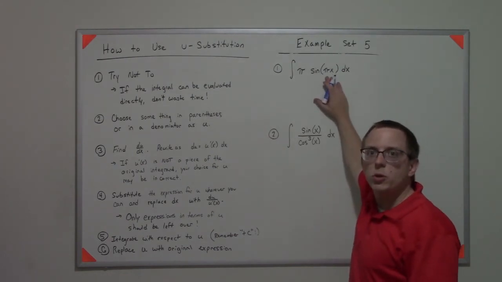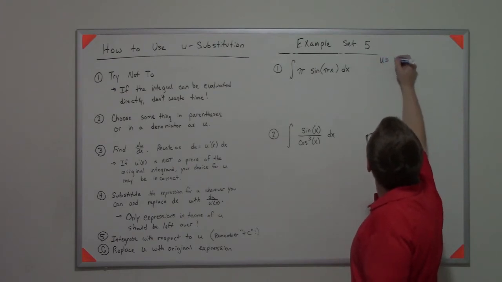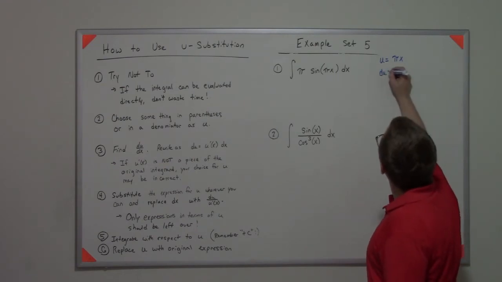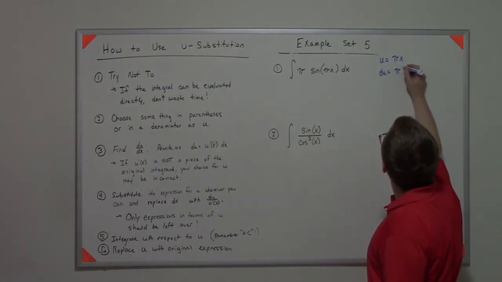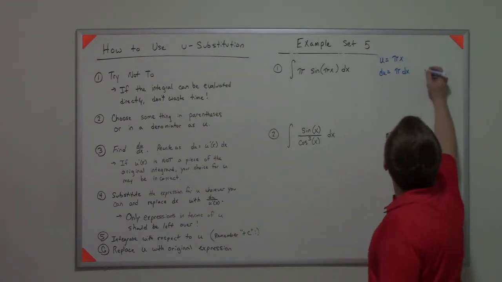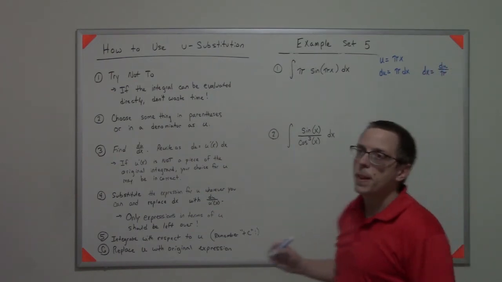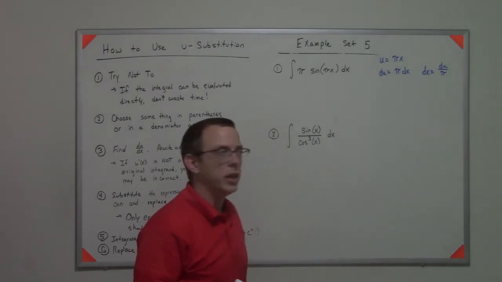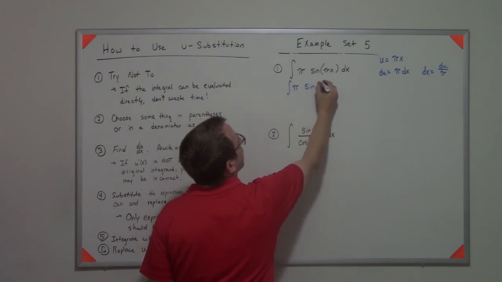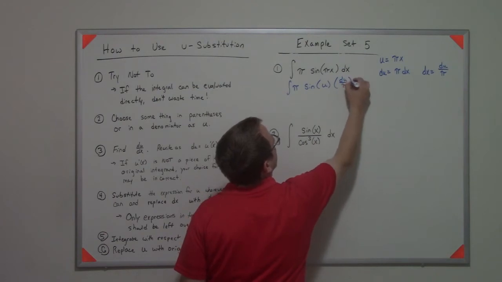So let's choose the argument. A lot of times for trigonometric functions, just choosing the argument is the right call. So we're going to say that u is pi times x. That gives us du equals pi times, well, that's 1, so pi dx. So we can rewrite that as dx equals du over pi. So then what we're going to do is bring down everything. We're going to say, all right, that's pi, that's sine of u, and then that's du over pi.